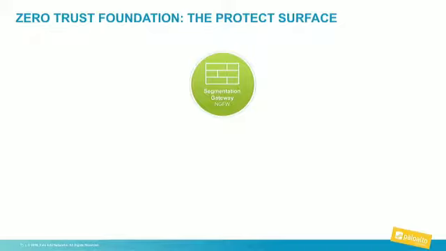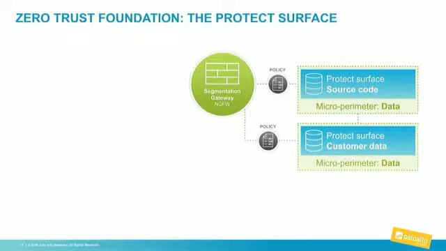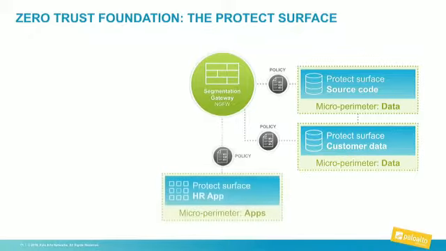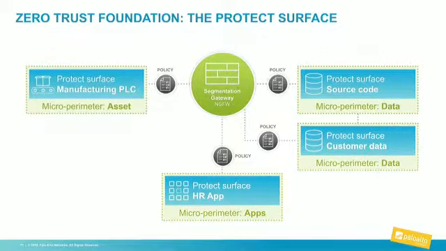Now, the foundation of Zero Trust, like I said, is the protect surface. And the protect surface is the thing that we're protecting. So it could be data, like source code or customer data, that we put a microperimeter around. And we're using a segmentation gateway, which I'll talk about in just a moment, as the way to enforce the security policy around that. It could be other things like applications, like a human resource application that we want to have a microperimeter around. It could be a certain asset like a PLC in a manufacturing plant.